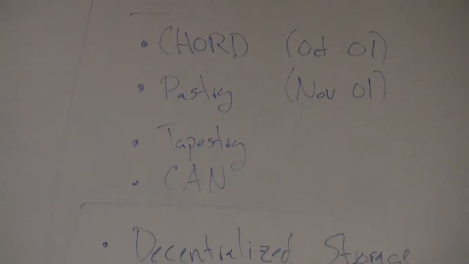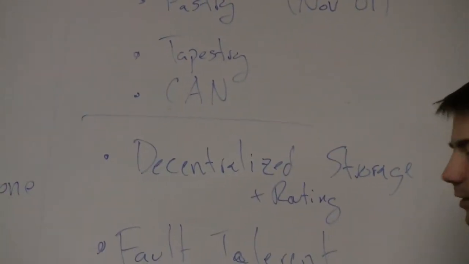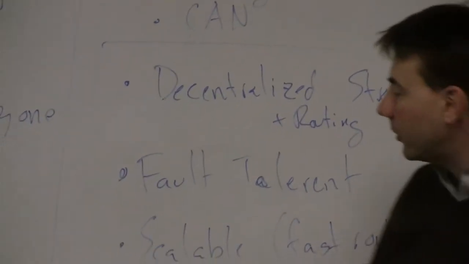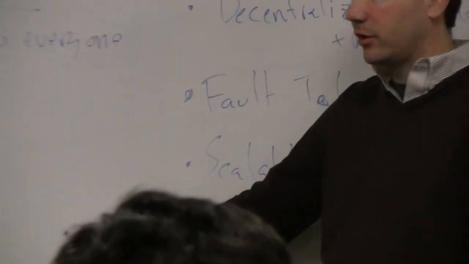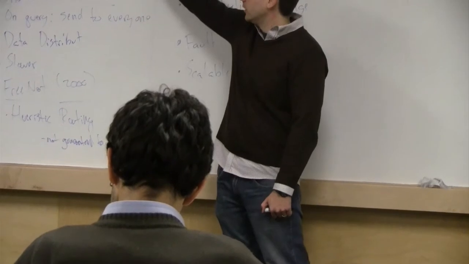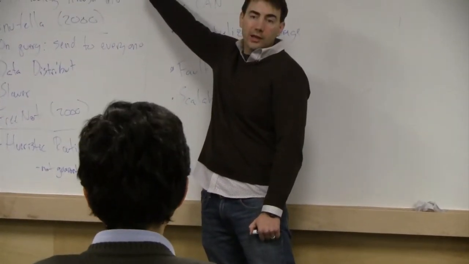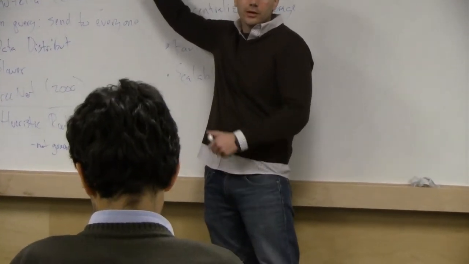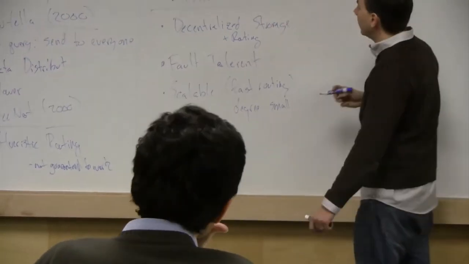They solved things that were missing before. This one did not have great routing, it was not very fault tolerant, so it was fault tolerant, but it was not very scalable. This one had the central node, so it wasn't scalable, and it had the legal problems, right?